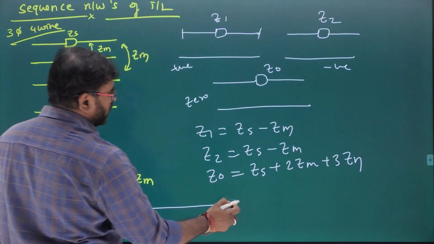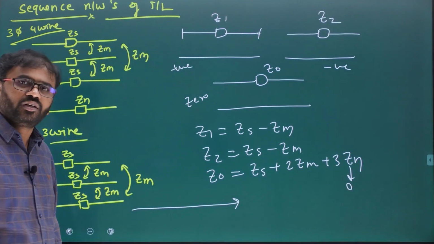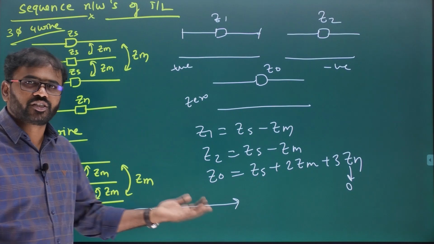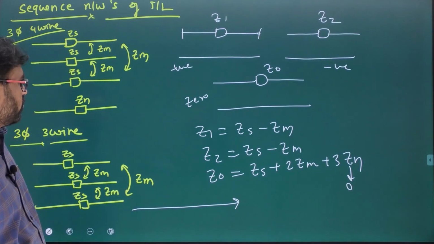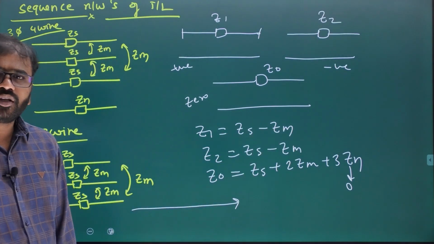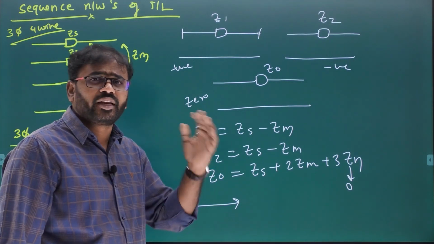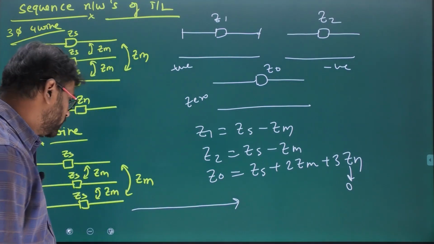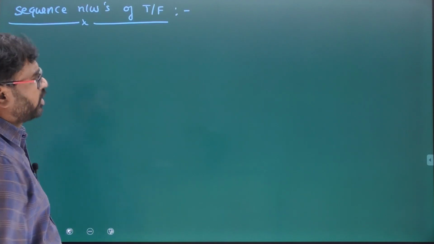But for a 3-phase 3-wire network, this Zn is zero, because there is no concept of neutral. Earth is acting as the neutral, and earth resistance is always 0. Clear? So that is the only difference. Here Zs is the self impedance and Zm is the mutual impedance. Careful about this. Also I told you about transposed lines and untransposed lines. Just review those concepts as well. Okay? Clear? The next one is the sequence networks of a transformer.